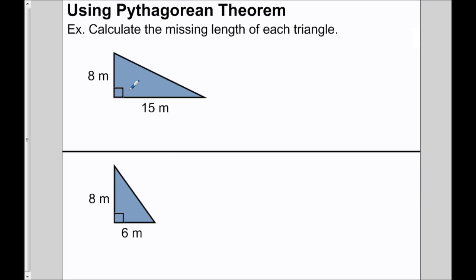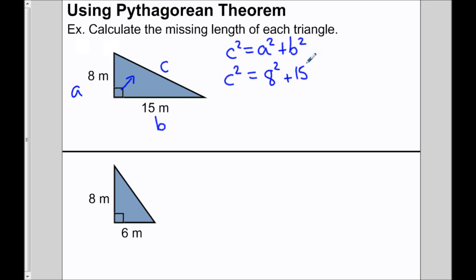So here we seem to be missing the hypotenuse, which remember we labeled C. And the other two sides we can label A and B. Honestly, it doesn't matter which one is A or B. So let's write down the Pythagorean theorem here. C squared is equal to A squared plus B squared. I don't know what C is, so I'm just going to leave it as C. I know what A is now. A is 8, so that's 8 squared, plus 15 is B, so I'm going to write 15 squared.